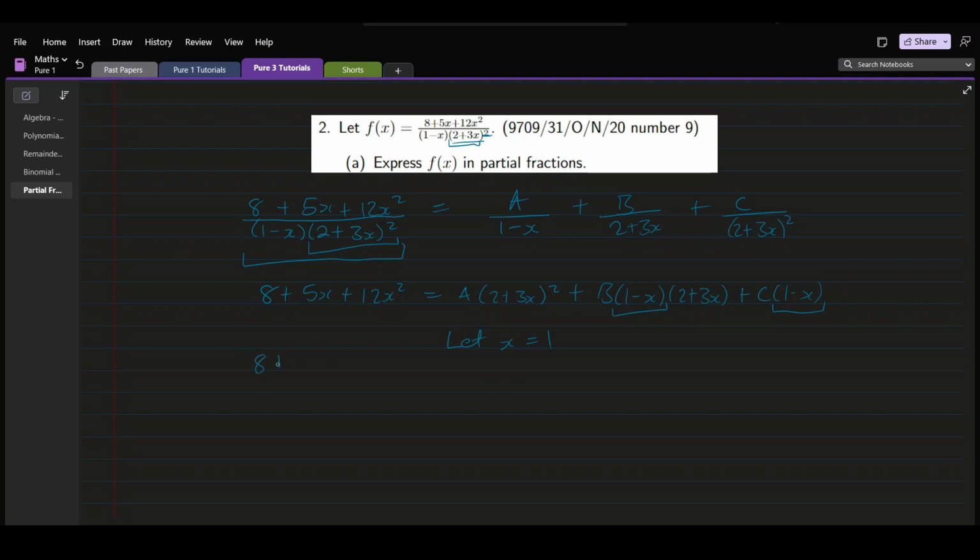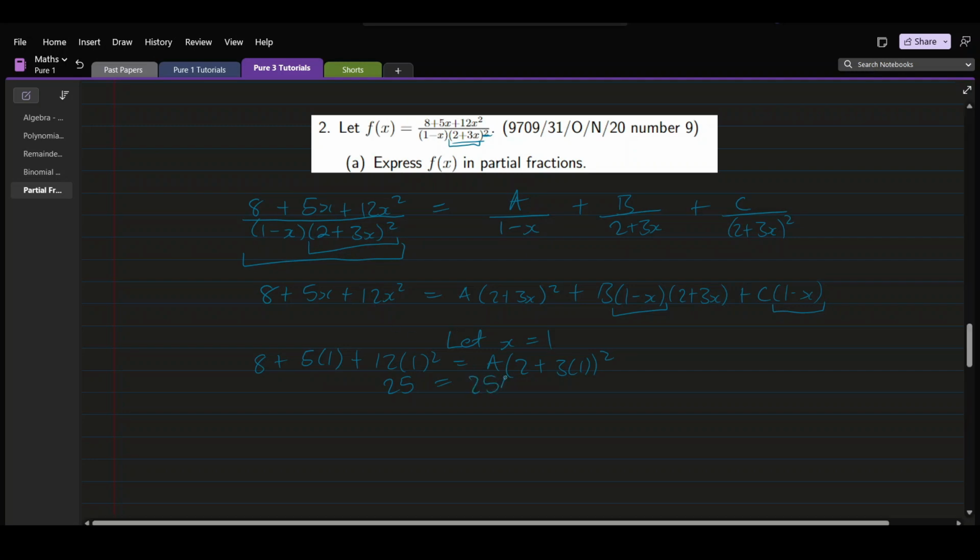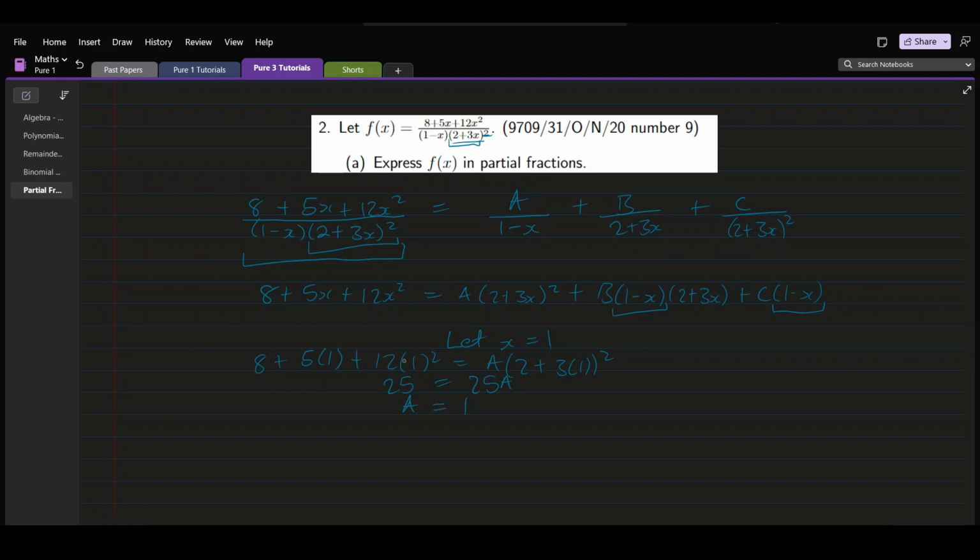So that's 8 plus 5 times 1 plus 12 times 1 squared is equal to a times 2 plus 3 times 1 squared. And let's simplify our left hand side. That's 8 plus 5 plus 12. That gives us 25. And then on the right hand side, we've got 2 plus 3. That's 5. 5 squared is 25. So that's 25a. Divide both sides by 25. You get a is equal to 1.